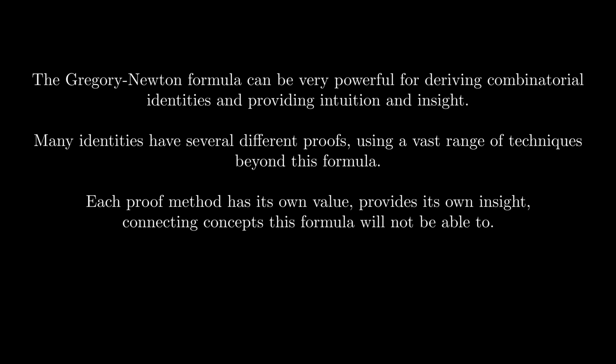While the Gregory-Newton formula is powerful enough to prove the examples we've seen, and at least one more we will see later, each of these identities has many different proofs, all elegant and important in their own way. I highly recommend checking out those as well, because they will connect other important concepts that this method will not be able to. What other combinatorial identities can you find?